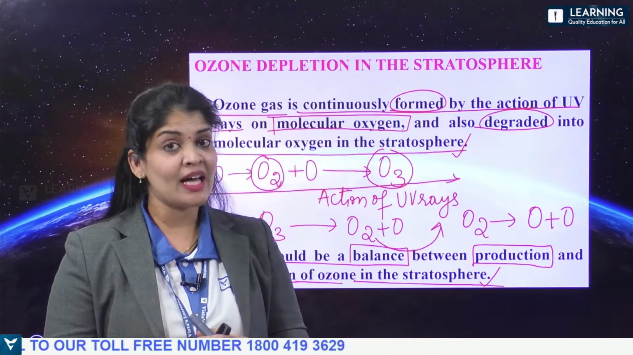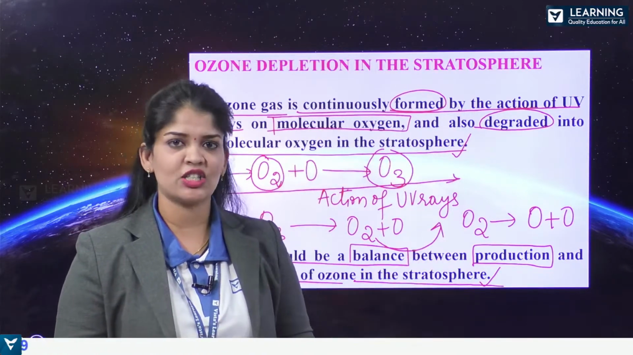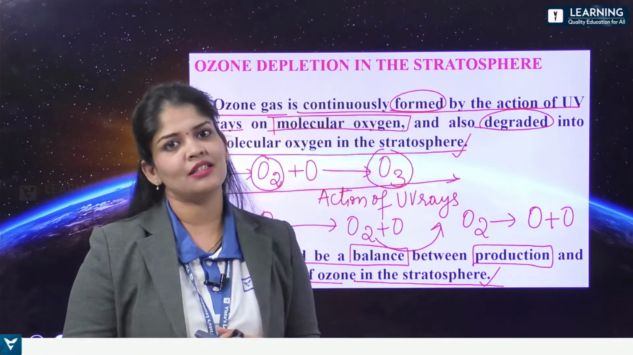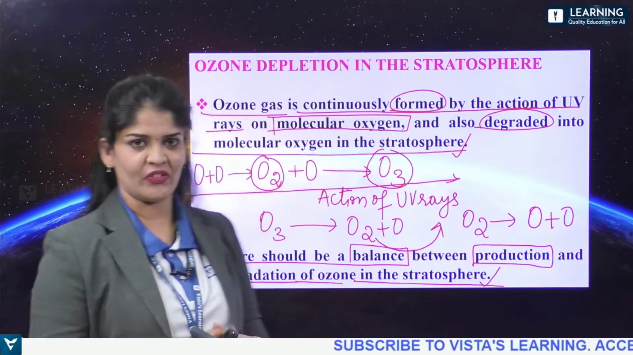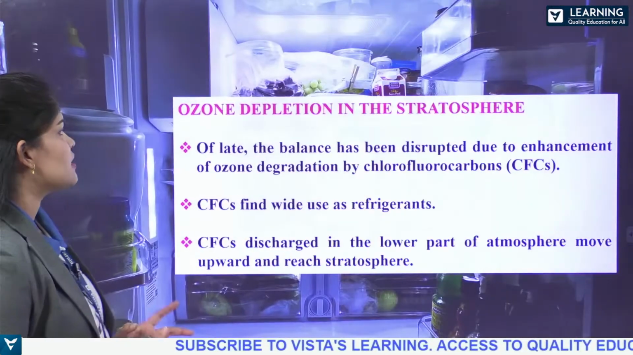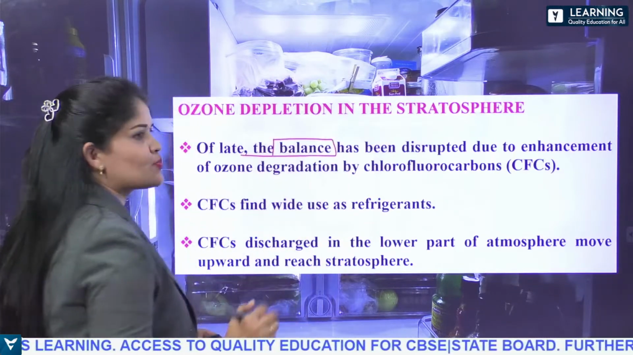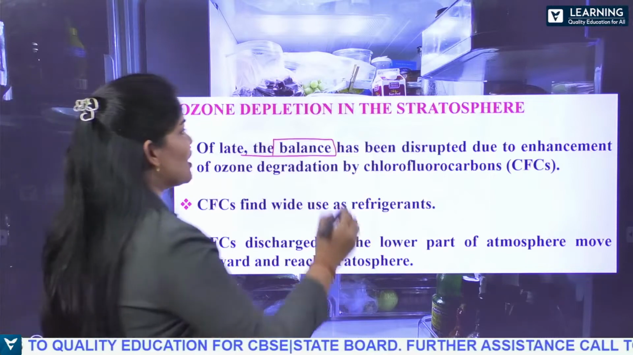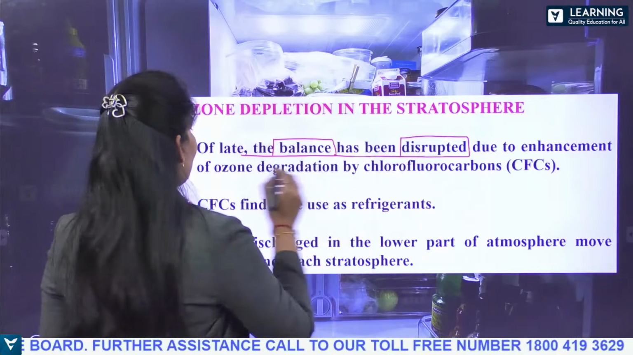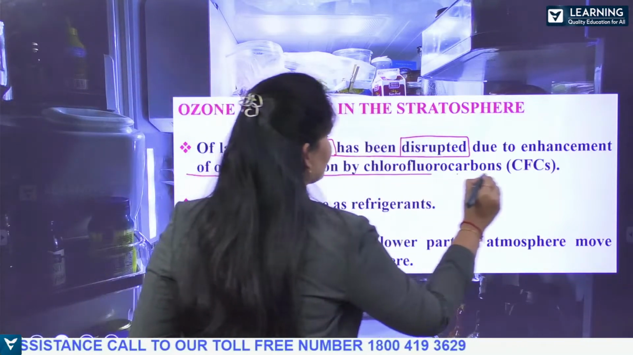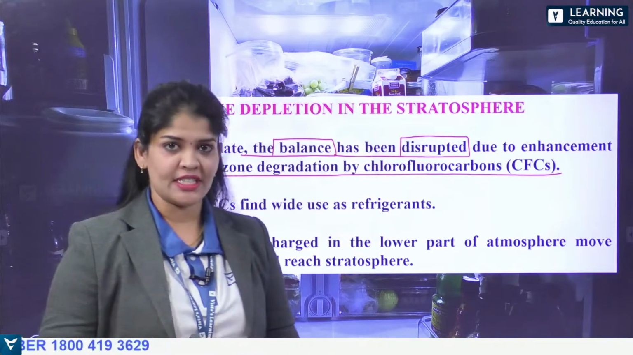But if there is an imbalance between the reactions of formation and degradation, then there is an impact that is going to be shown in the thickness of the ozone layer present in the stratosphere, right? So here, the balance between the formation and the degradation of ozone has been disturbed due to enhancement of ozone degradation by chlorofluorocarbons, which are used as refrigerants.